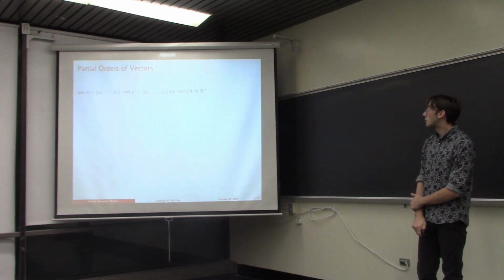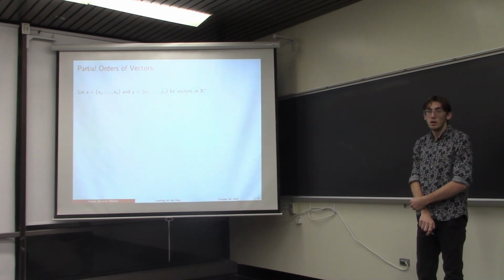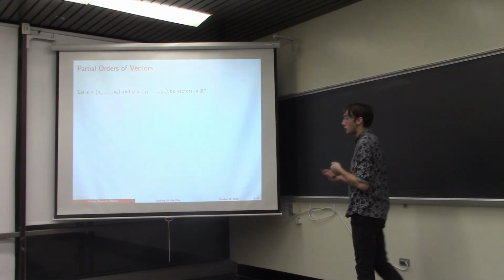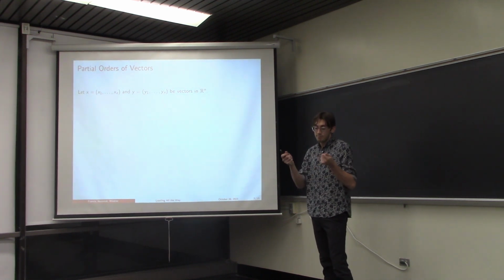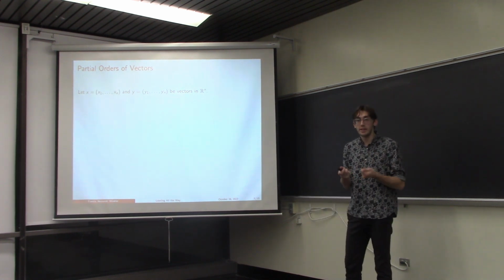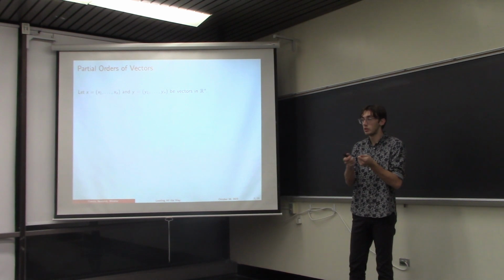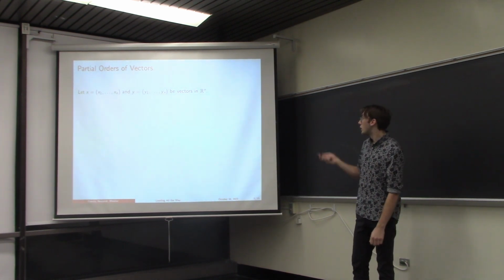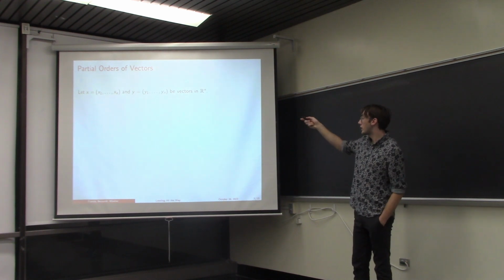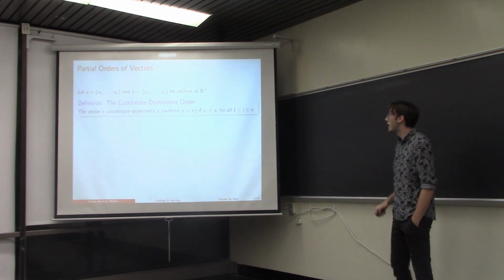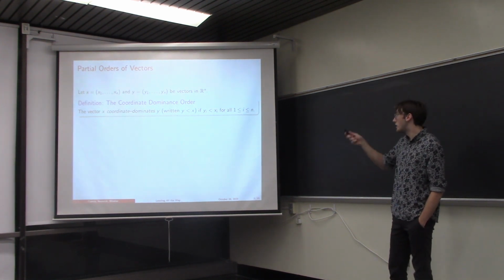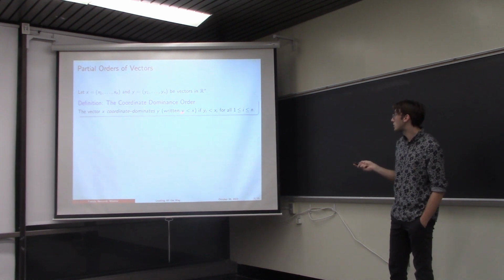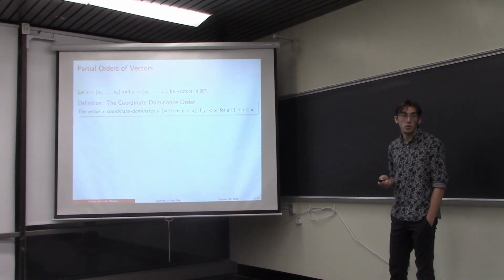So the first thing we need to talk about are partial orders of vectors. I don't know if you've seen partial orders before, but partial orders on a set are a relation that says which element is bigger when you give 2, and it's not always true that every 2 elements are comparable. So that's what it means by partial. So if x, which is x1 through xn, and y, which is y1 through yn, are vectors in Rn, then the coordinate dominance order says that x dominates, or coordinate dominates y, and it's written like this, x greater than y, if every element in x is greater than the corresponding element in y.